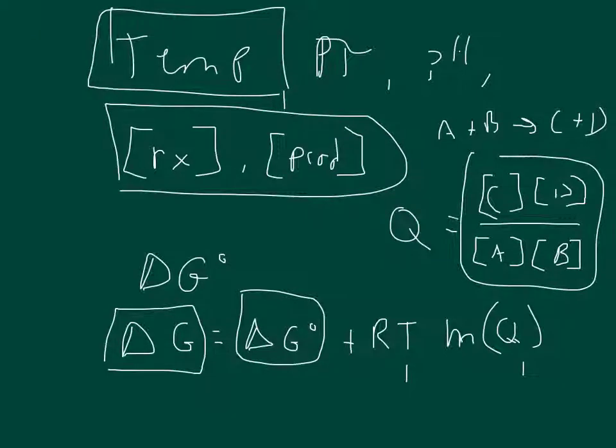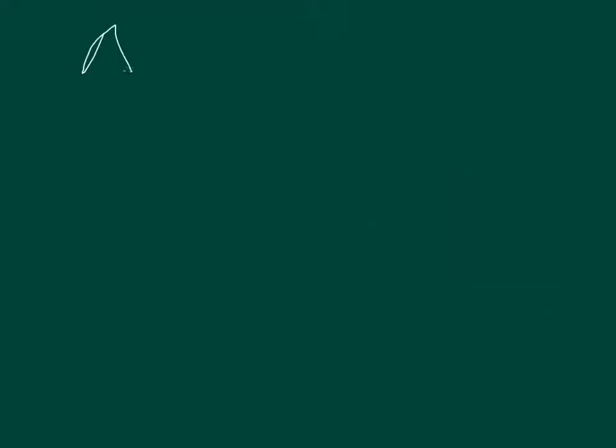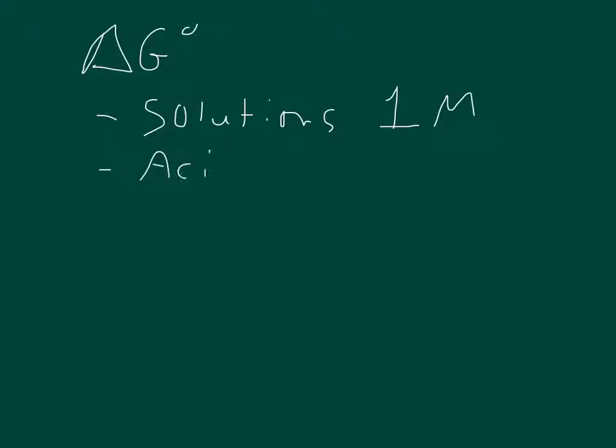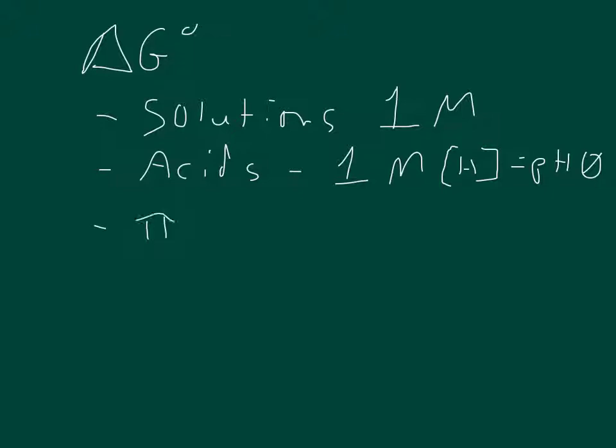But what is this delta G standard state? Well, delta G standard state is defined as, for solutions, 1 molar concentration, and for acids, it's 1 molar hydrogen ion concentration, which is equal to a pH of 0. So if you have an acid, pH of 0 is standard state. Typically pressure is equal to 1 atmosphere for standard state.